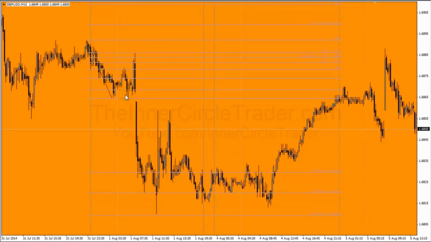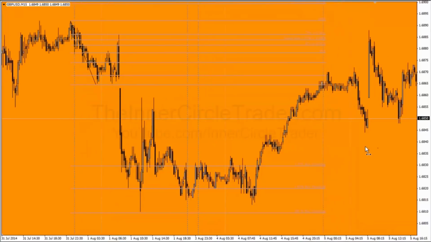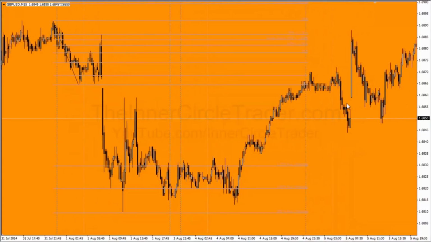Okay, whenever you have gaps in your chart, you want to put blocks on them and extend them out in time, because price will come back up to these and fill that. Much in the same vein it does here.